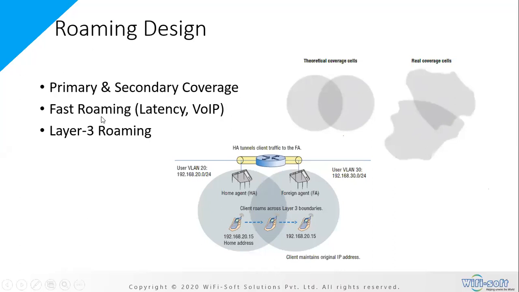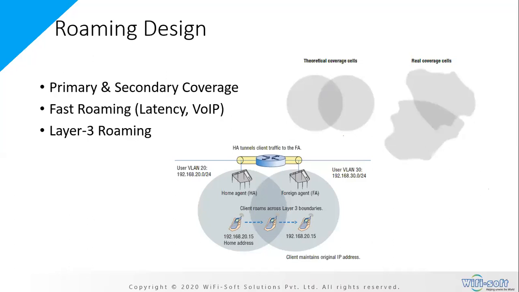Then there is a concept of fast roaming. Basically, fast roaming is required when you are talking about latency. Let's say you are having a VoIP call, a Skype call, and you're roaming from one access point to another. What happens in reality in this case is that you are disconnecting from one access point and reconnecting to another access point. And that connection and disconnection actually takes several milliseconds.